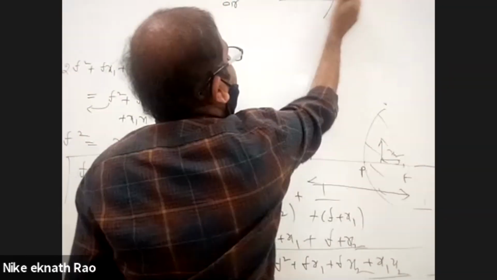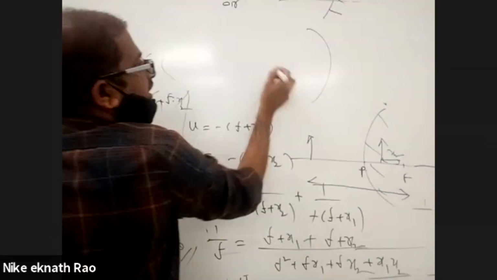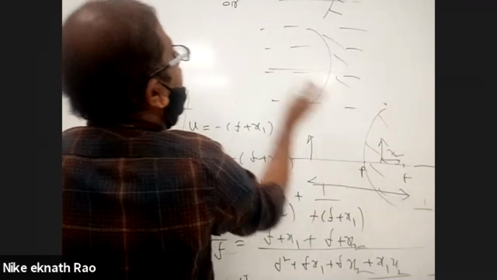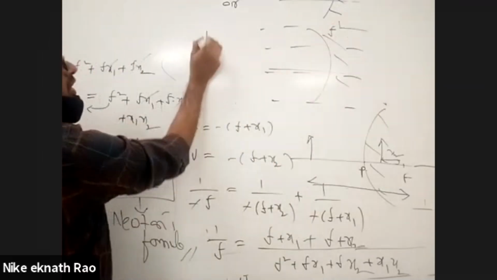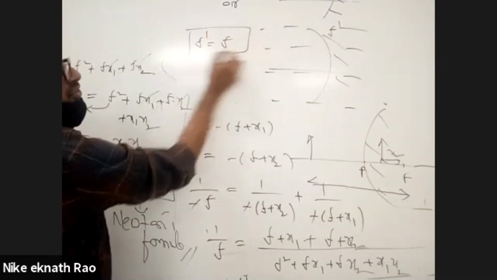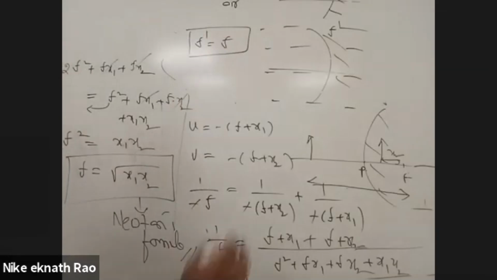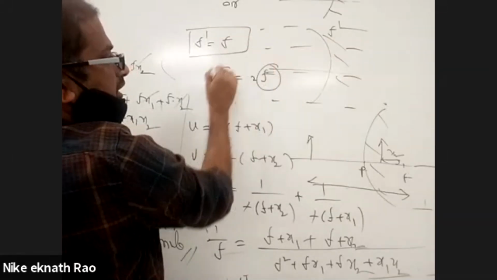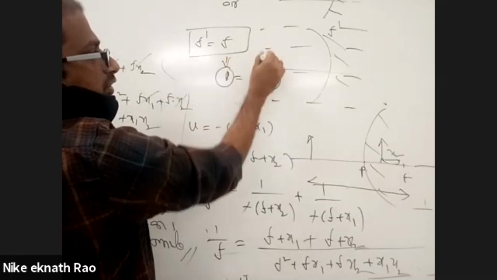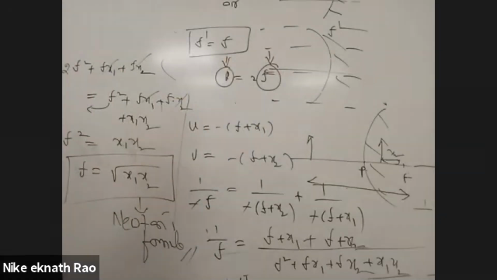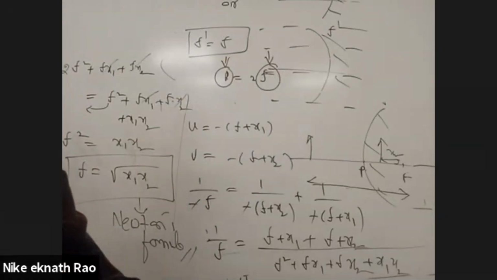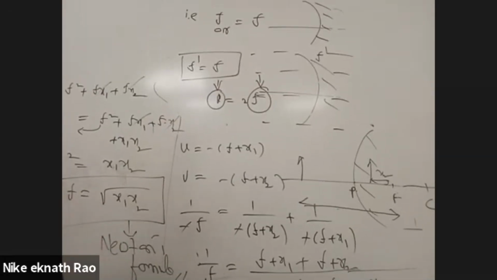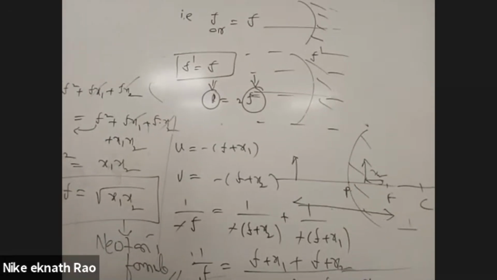If I immerse this mirror in the water, it is F dash. F dash is also equal to F. It will not change. Why? Because radius of curvature is the same. R is equal to 2F, F depends only on R. R is constant, so F is also constant. It depends only on the curvature. So the focal length of a mirror depends only on its radius of curvature, not on the surrounding medium. Very important point.